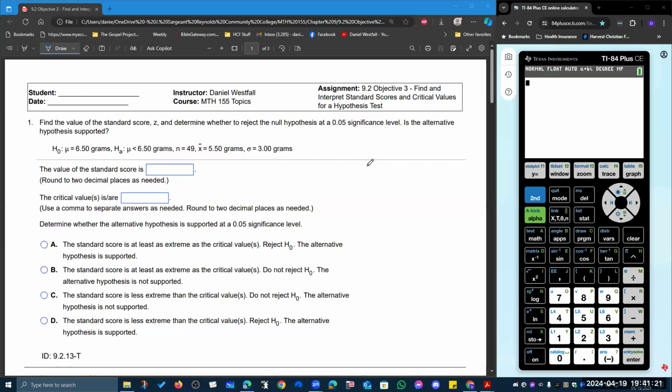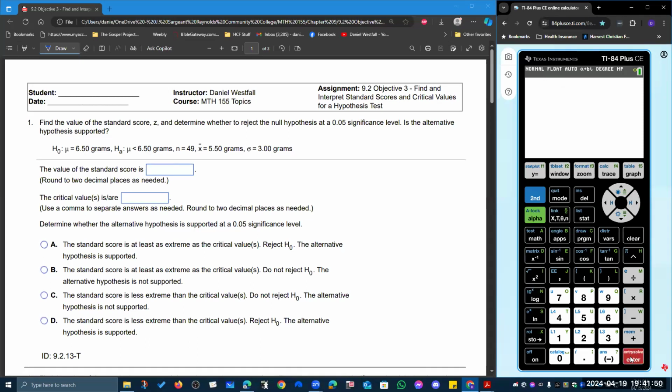In this video, we're going to talk about 9.2 Objective 3, where we find and interpret standard scores and critical values for a hypothesis test. We're going to be using technology for a lot of these things to conduct hypothesis tests. Let's go ahead and get started. I'm using the TI-84, and I'm going to hit my stat key and arrow over to tests. And we're going to be conducting a z-test here for the mean, which is option 1.